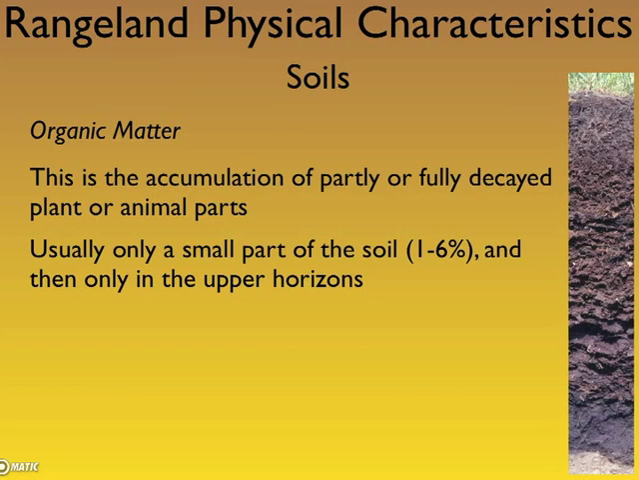Animal remains other than manure aren't usually part of that equation. The organic matter in a soil is not a huge part of the soil, but it's a very, very important part of the soil. So you can see it's only 1 to 6% of the composition of the soil. And it's the magic stuff in the soil. It can help us hold water in the soil. It can help the soil absorb water and keep that water in the soil.